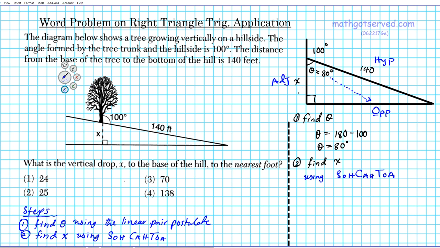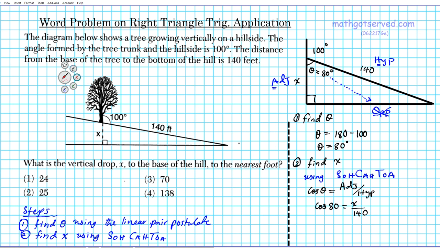We know H, we need A. We don't know O, we don't need it, so we scrap it. So A and H, which one has A and H? Cosine. So we're going to use cosine. Cosine of theta is equal to adjacent over hypotenuse using SohCahToa. In this particular problem, cosine of 80 is the adjacent, which is x, divided by the hypotenuse, which is 140. So we have this trig equation right here.